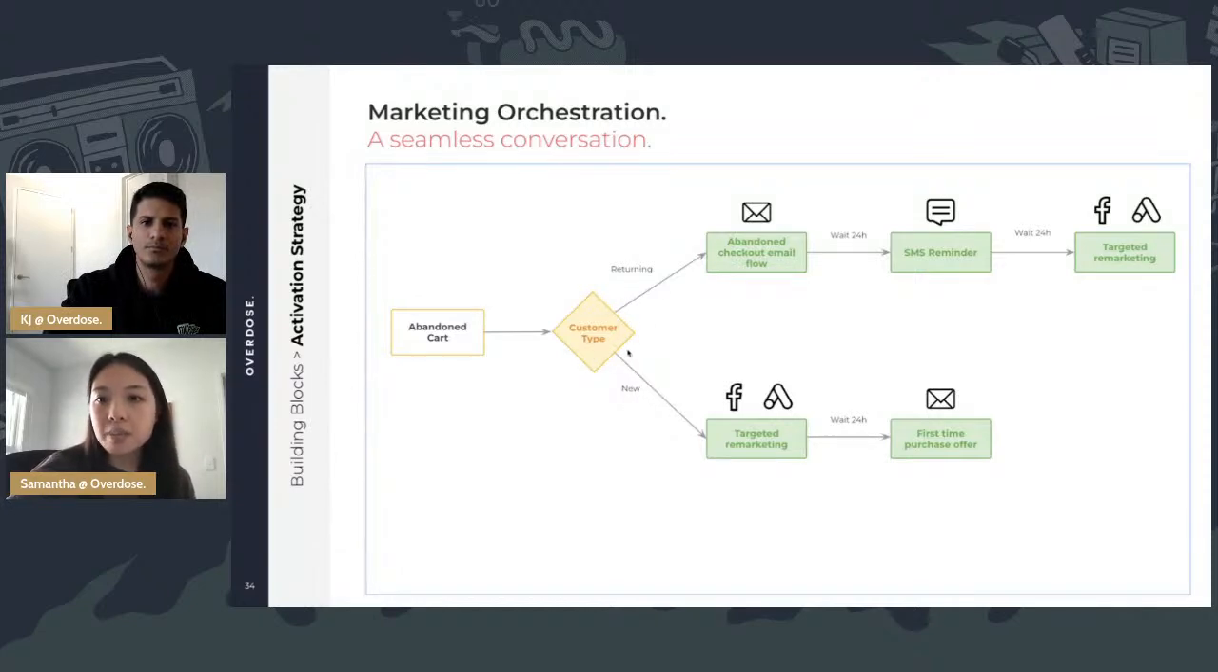So for a new customer, I might retarget them on Facebook and Google Ads, wait 24 hours, and then send them a discount code for their first purchase, assuming that they had entered their email address before leaving the site. However, for a returning customer, which I had a lot more first-party data for, I could start with a standard abandoned checkout flow, following that up after 24 hours with an SMS reminder. If there's still no purchase 24 hours after that, what I could do is actually add them to a remarketing audience on Facebook and Google Ads.